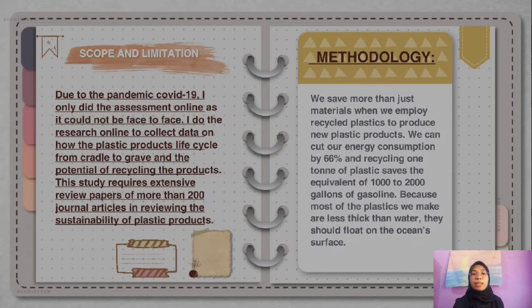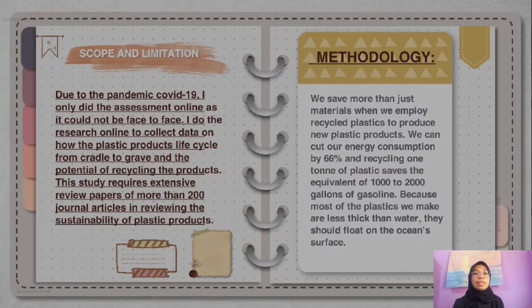I did the research online to collect data on the plastic product life cycle from cradle to grave and the potential of recycling the products. This study required an extensive review of more than 200 journal articles on the sustainability of plastic products. For the methodology, I used DMAIC, which stands for Define, Measure, Analyze, Improve and Control.